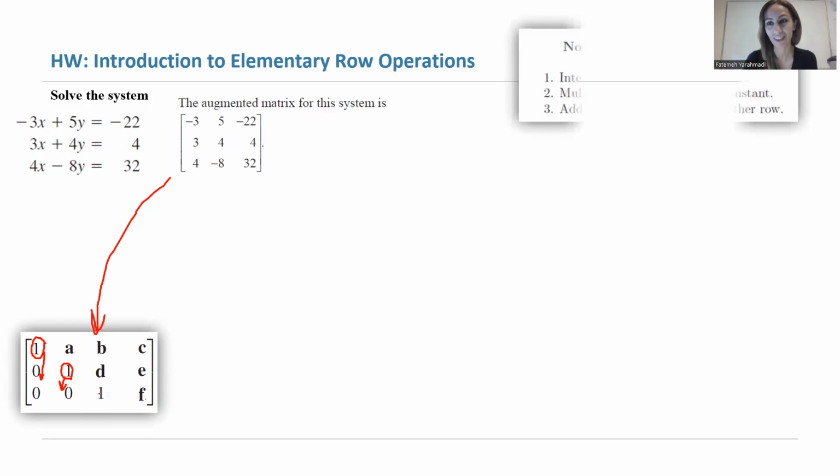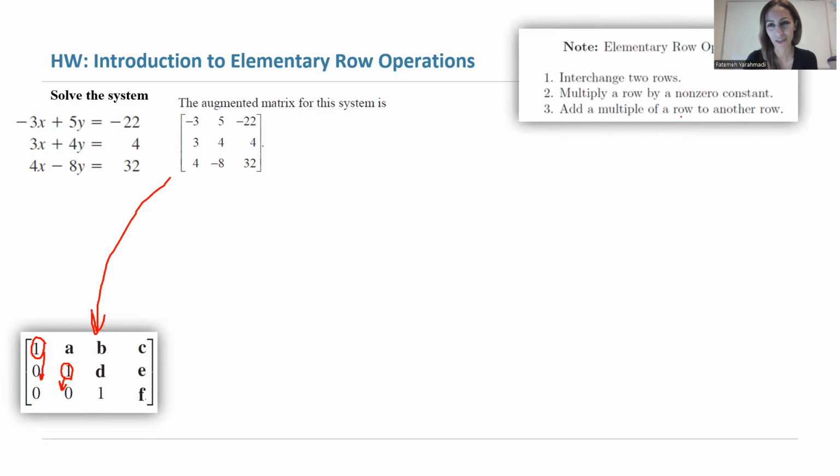What we're going to do is use elementary row operations. We're going to either interchange two rows, multiply a row by a non-zero constant, or add a multiple of a row to another row. So let us begin.